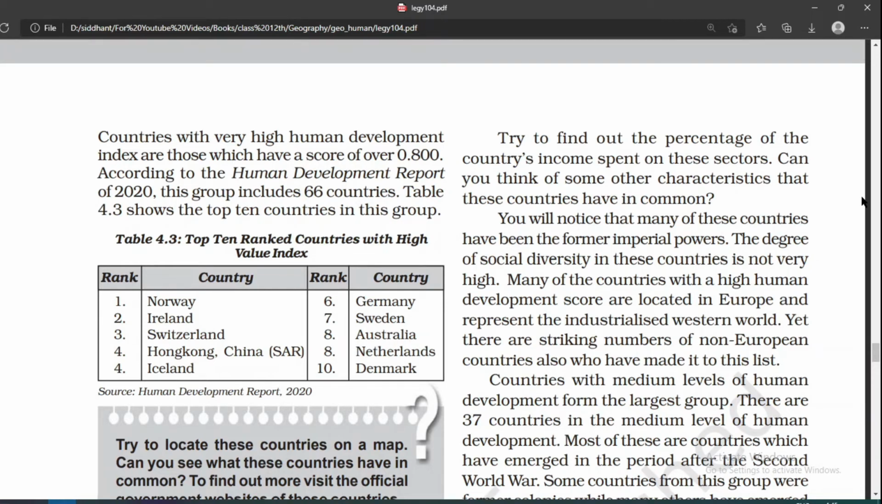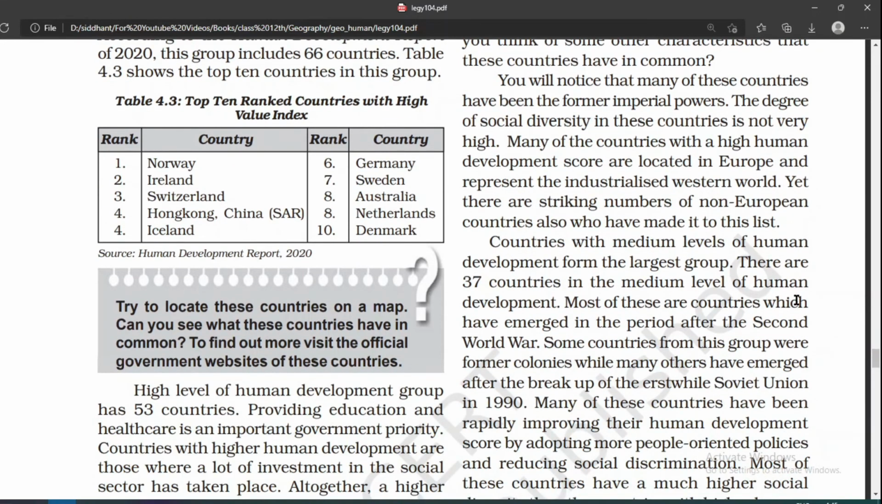You will notice that many of these countries have been former imperial powers. The degree of social diversity in these countries is not very high. Many of the countries with a high human development score are located in Europe and represent the industrialized Western world. Yet, there are a striking number of non-European countries who have also made it to this list.